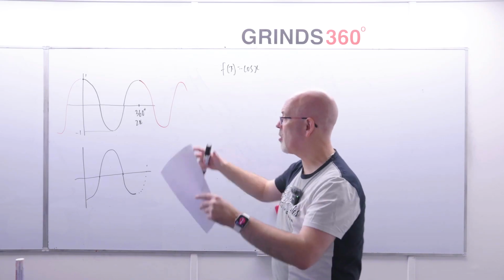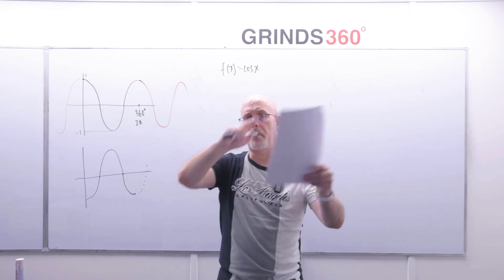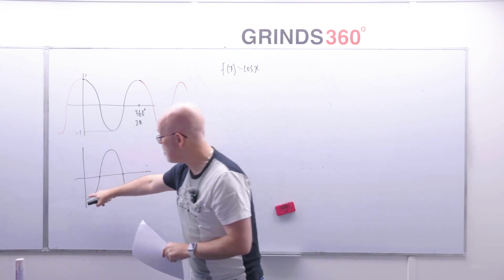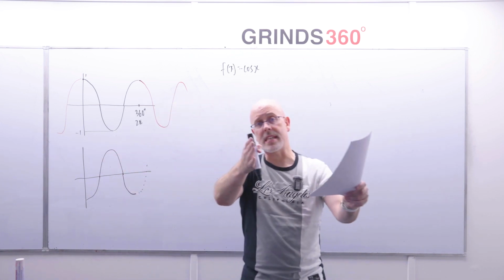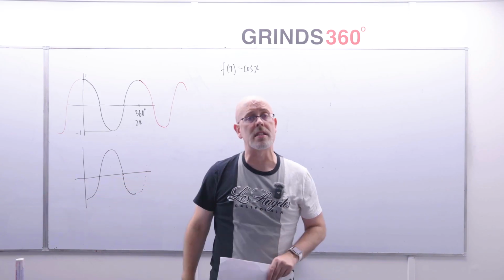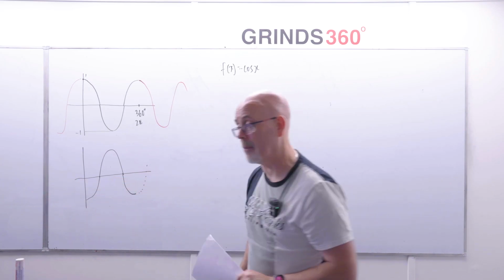So in all 4 of these graphs, a positive or negative cosine graph, a positive or negative sine graph, the same basic shape repeats itself at regular intervals along the x-axis. It's the same basic shape. That's what it means for these graphs to be periodic. Okay?